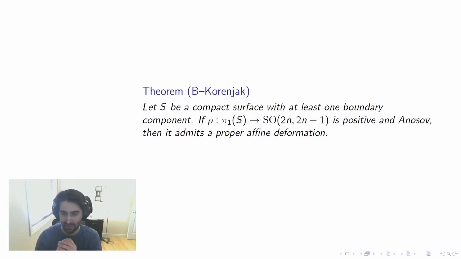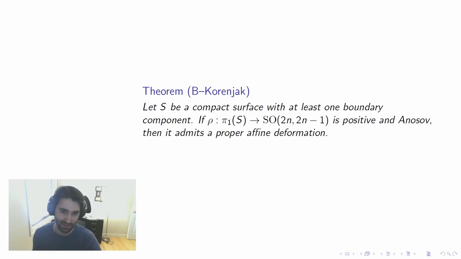So what we prove is that if you have a compact surface with at least one boundary component, and then you take a representation of the fundamental group of that surface into a split orthogonal group of signature (2n, 2n-1). There's a condition on such representations called positivity. So if you have a positive representation, and in addition you ask that it's Anosov, which ends up just meaning that the boundary components of the surface, the boundary loops, are mapped to elements that fix two flags, then it admits a proper affine deformation.